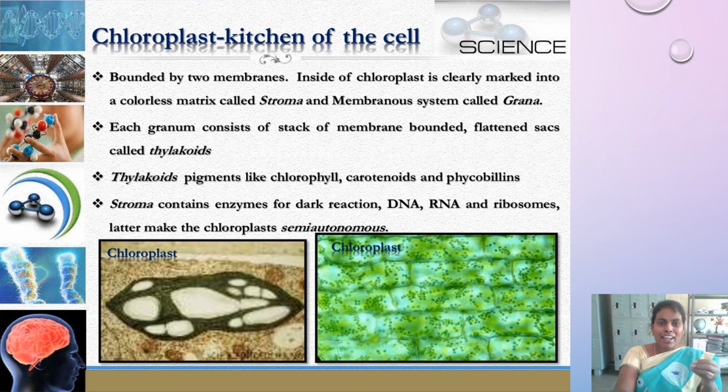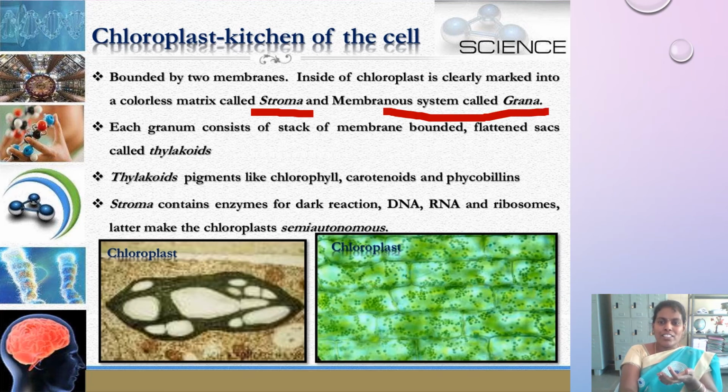Where do we find these chloroplasts? Chloroplasts are present in the green color parts of a plant. This chloroplast is bounded by two membranes, just like mitochondria. It also contains two membranes, and the place which is present inside the chloroplast is called stroma. Inside the stroma, so many stalk-like structures are present, which are called grana.